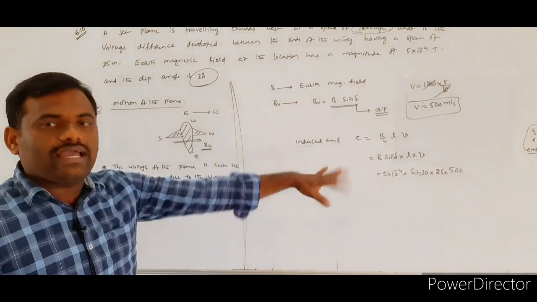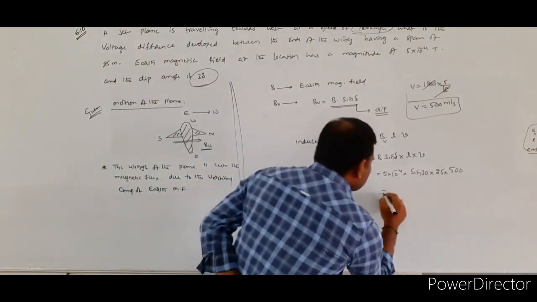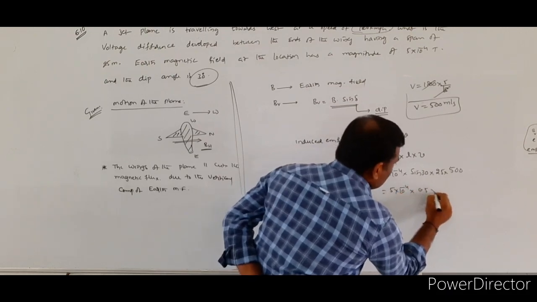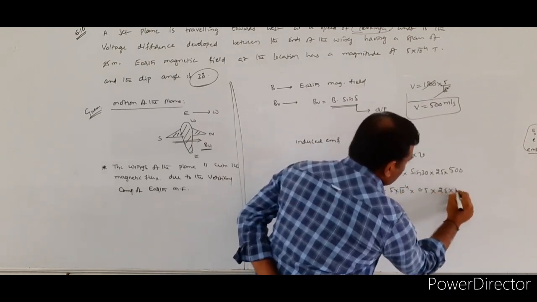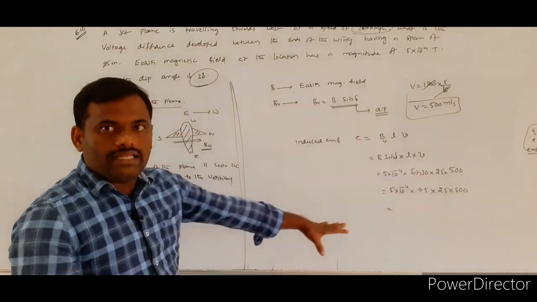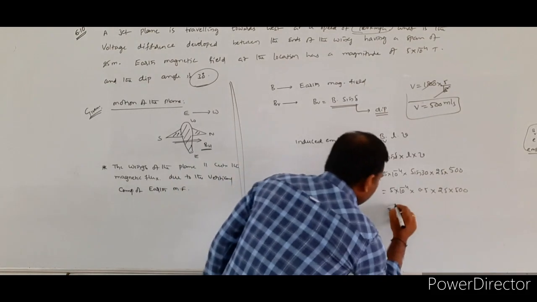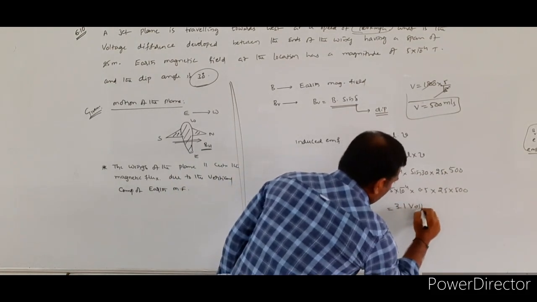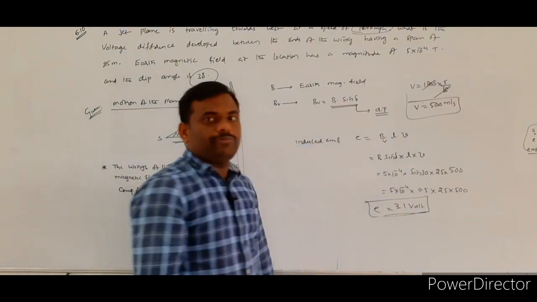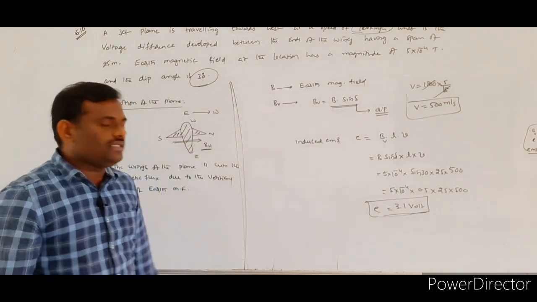If you simplify all these values, sin 30 is equal to 1 by 2, that is 0.5, into 25 into 500. If you simplify this, you will get the induced EMF value as 3.1 volt.